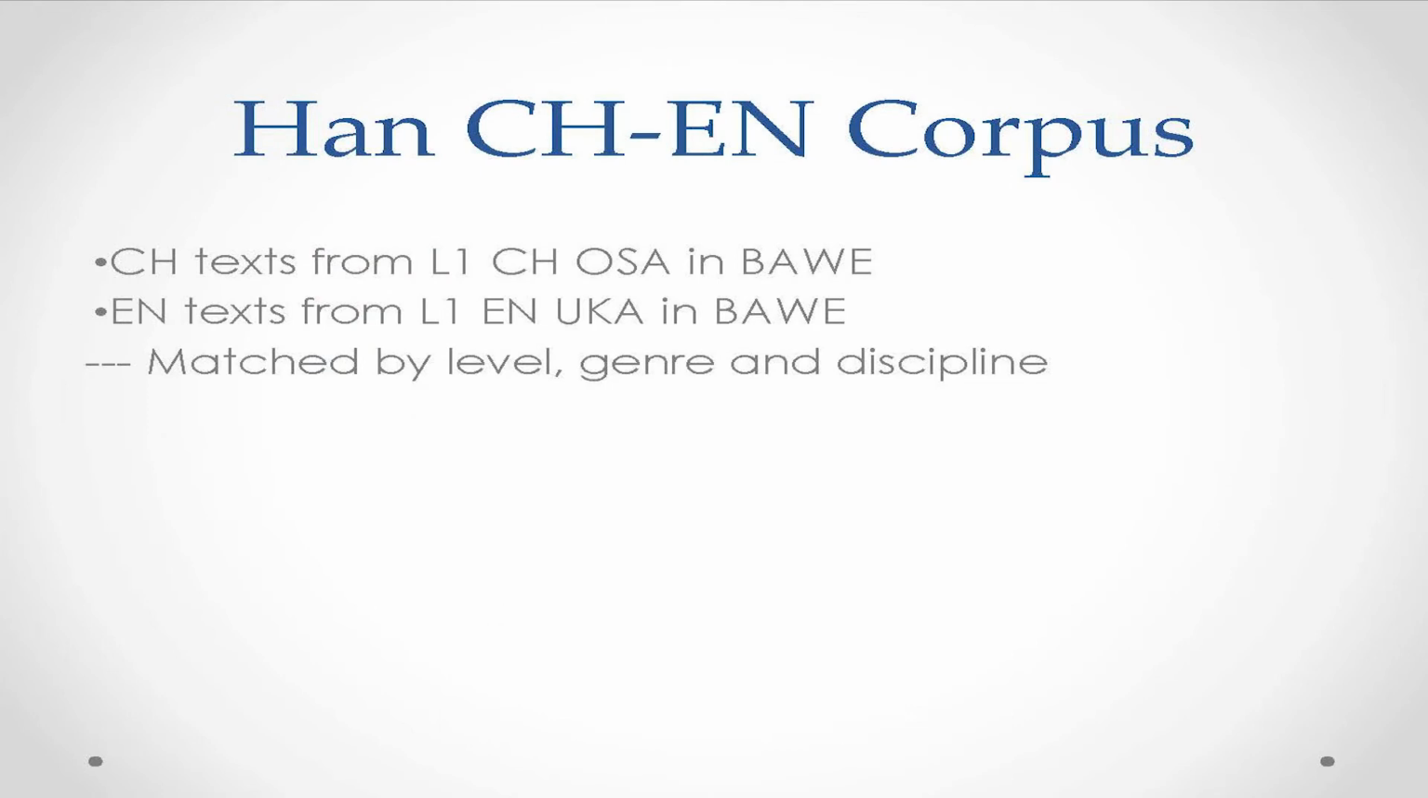Okay. Now I'm going to give you a very brief introduction to our CH-EN corpus. Here, CH stands for Chinese, EN refers to English. Our Chinese texts are from L1 Chinese students who completed their secondary education overseas, not in the UK, in the BAWE corpus. English texts are from L1 English students in the UK in the BAWE corpus. And the texts are highly matched in terms of level, genre, and discipline.